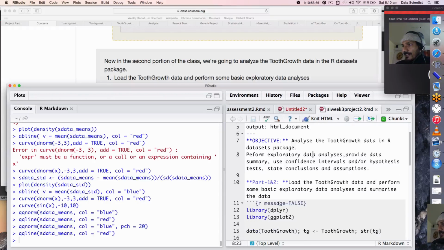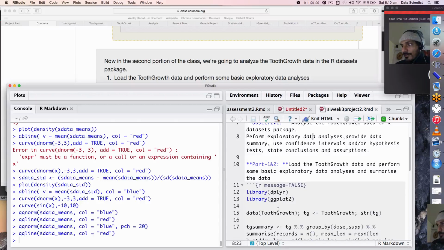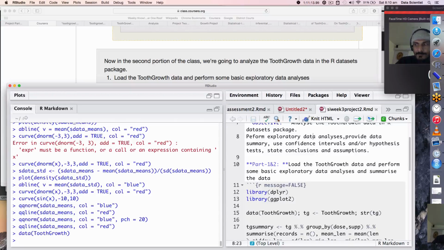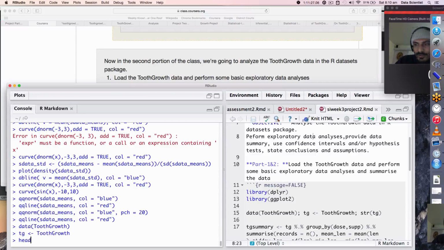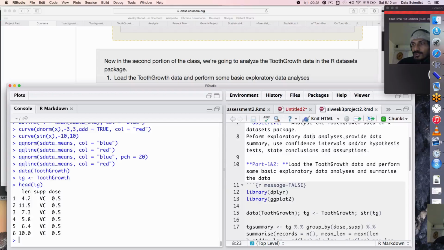I need some libraries, that's how I have written my code. In case you need them, you can write the libraries. First I say data, tooth growth. Then, just to make things simpler, I say TG is equal to ToothGrowth. Then I say head of ToothGrowth. So this is the data.